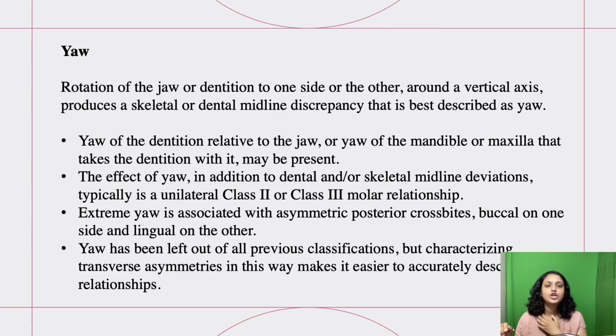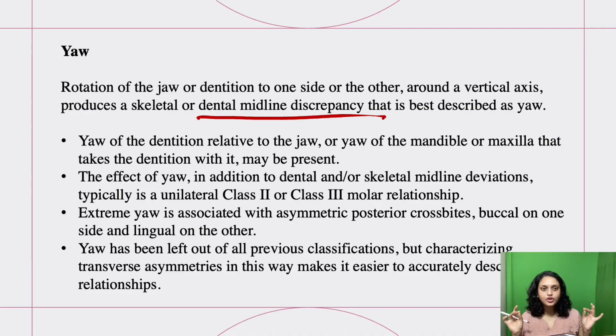Next is yaw. Yaw is rotation along the vertical axis. Rotation of the jaw to one side or the other. Mostly it shows up as a midline discrepancy, dental midline discrepancy. However, just dental midline discrepancy due to tooth movement is not considered yaw. The whole arch should be rotated. The maxillary dentition should be rotated in relation to the maxillary arch, or the whole skeleton can be rotated in relation to the soft tissue.